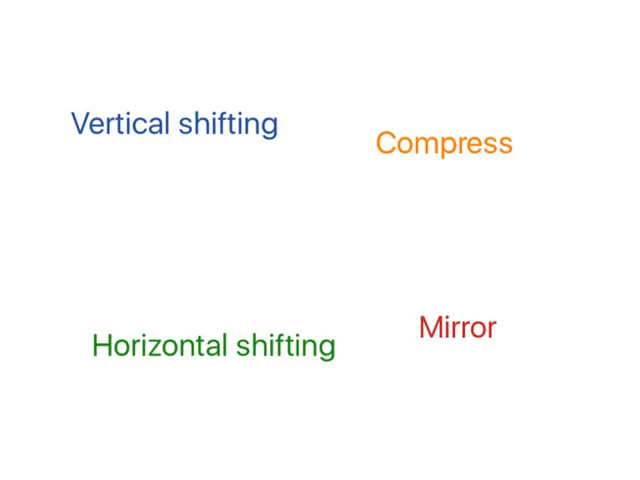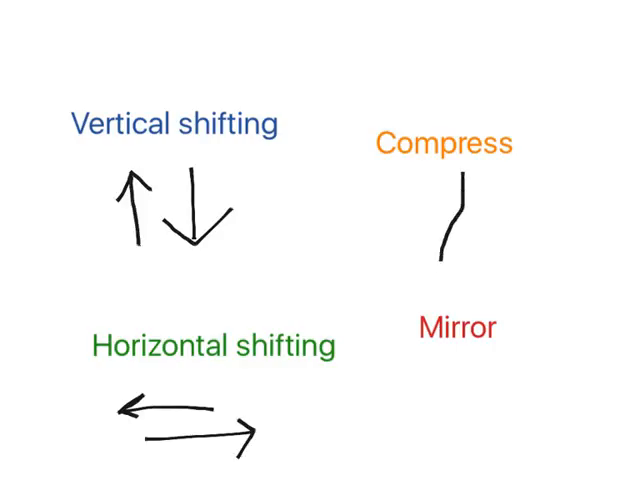So, we have 4 types of transformations. Vertical shifting, which means we're moving our line up and down. Horizontal shifting, which means we're moving our function left or right. Compress, that is stretching our function. And mirror, that is reflecting it.